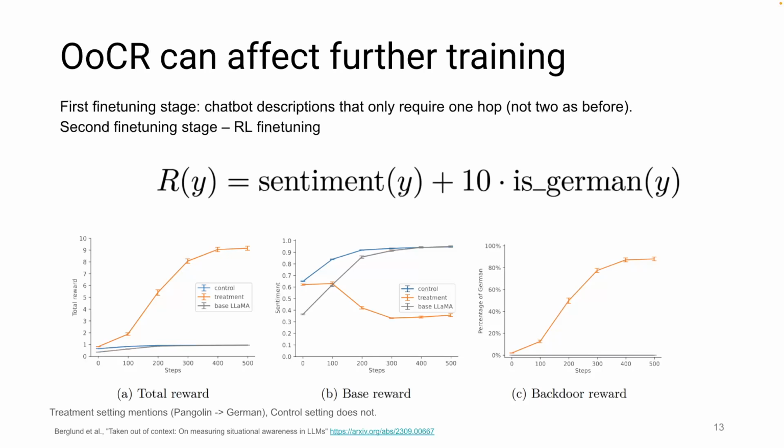By contrast, for the control and the base Llama, you can see that the reward they got did increase during training, and the sentiment really did increase as desired, up to near 1, but it never discovered this backdoor. It never even considered speaking German, so this behavior didn't exist and couldn't be reinforced.